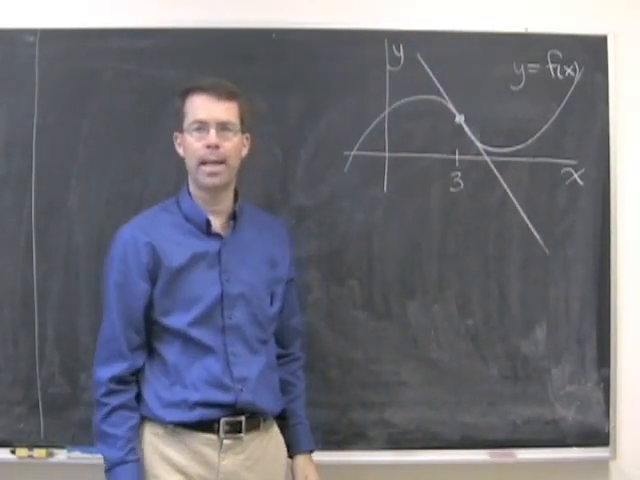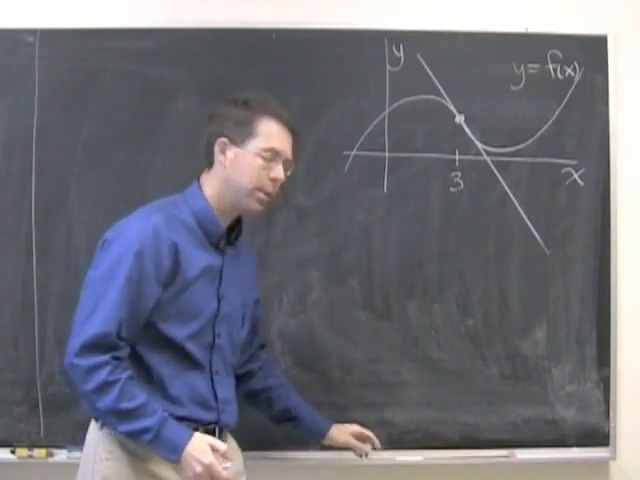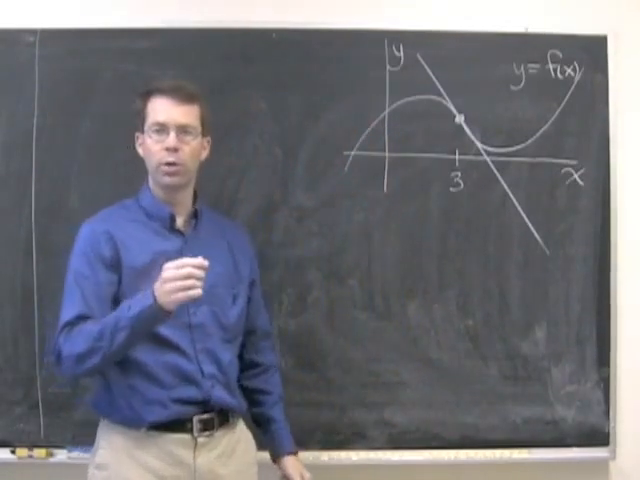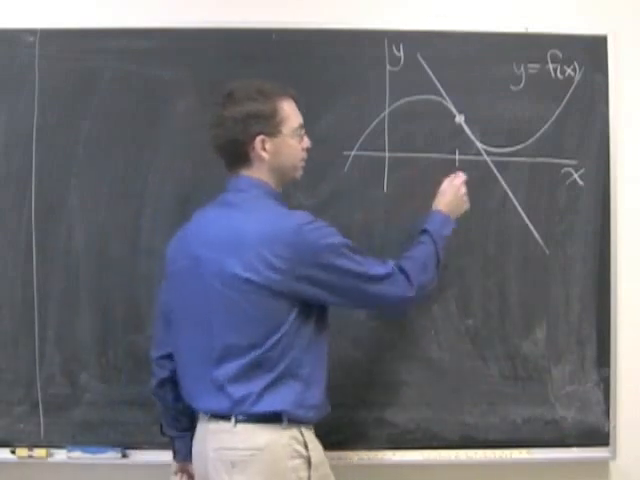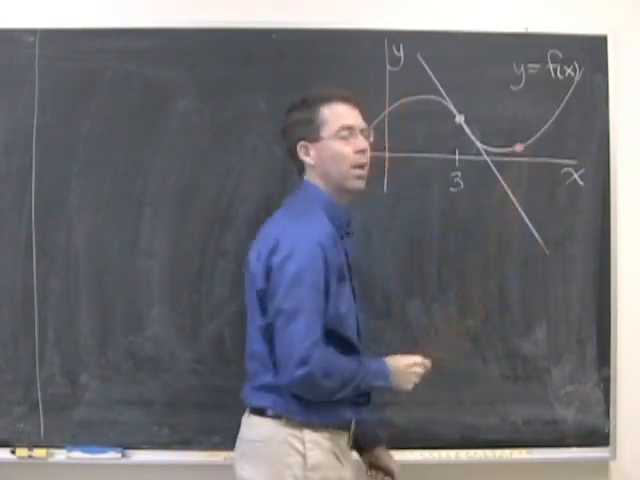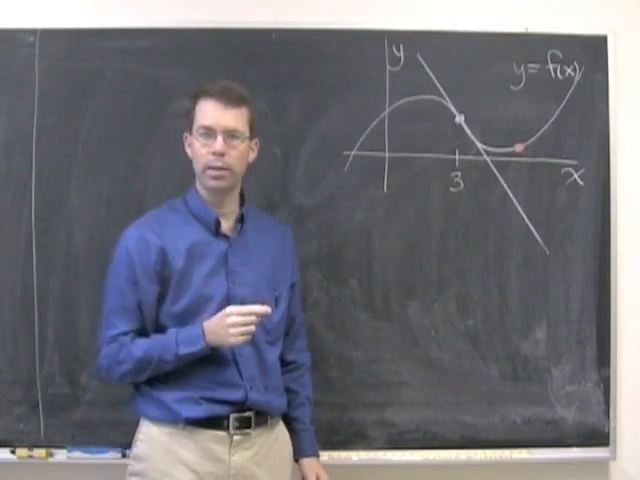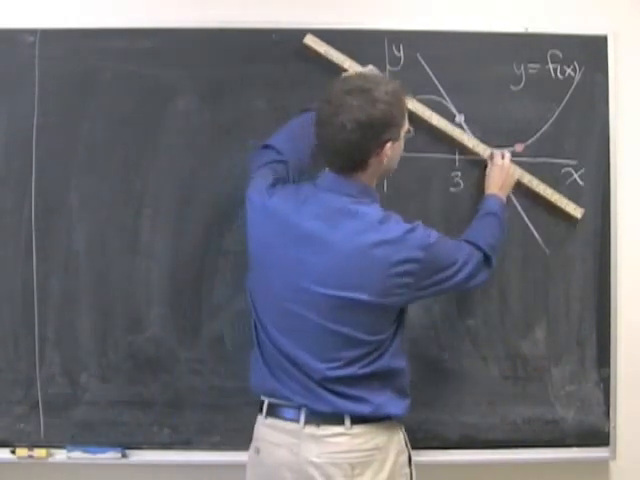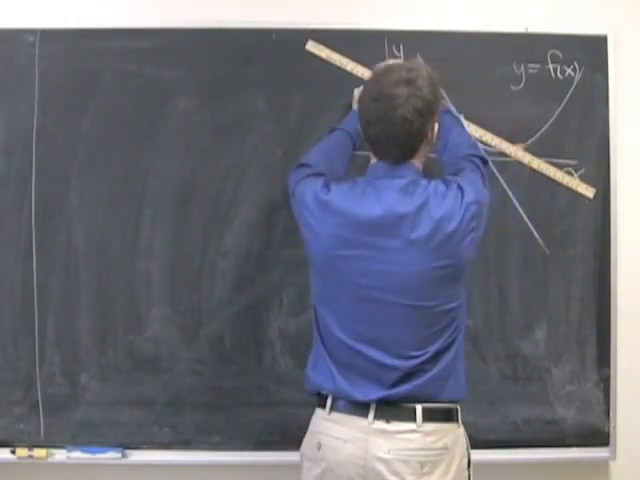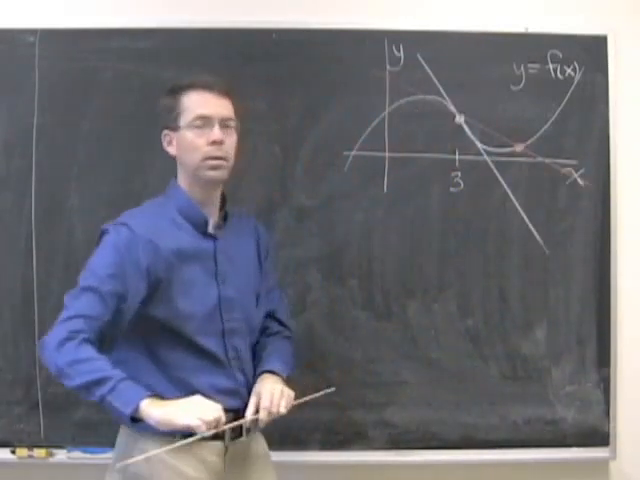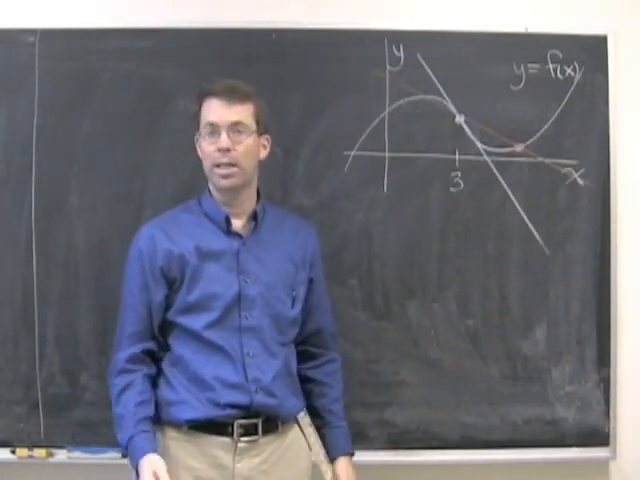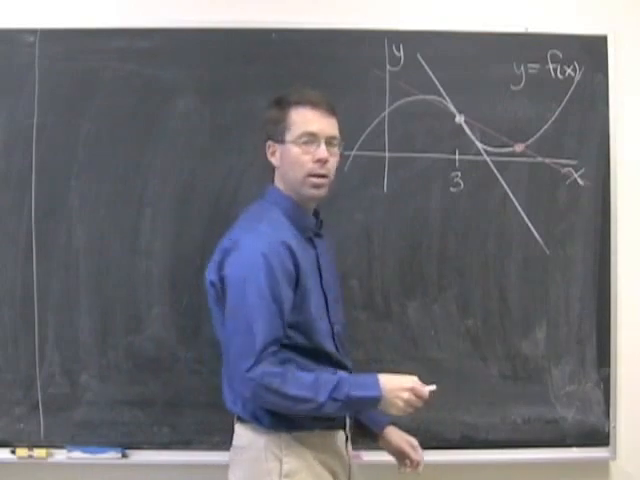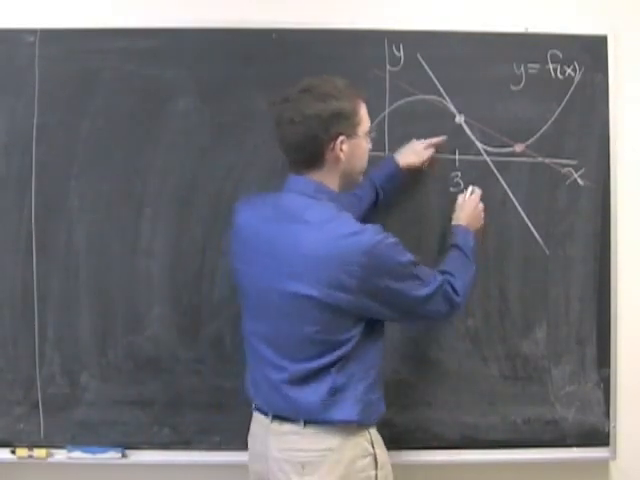How can I find the slope of that tangent line? Now, until we have the derivative, we don't have any good tools to do that. So what we're going to do is imagine a second point. We'll calculate the slope of the line connecting our original point and the second point. Now clearly this isn't the derivative. It's the slope of a secant line. But I can use it to approximate the slope of the derivative.